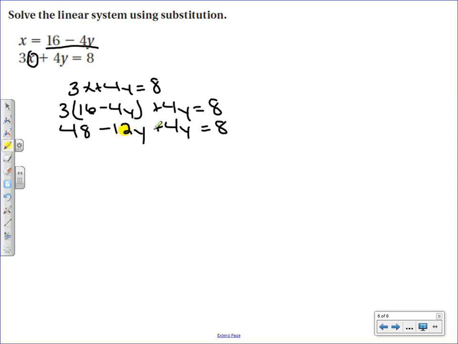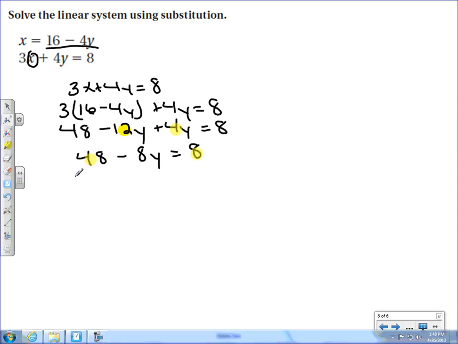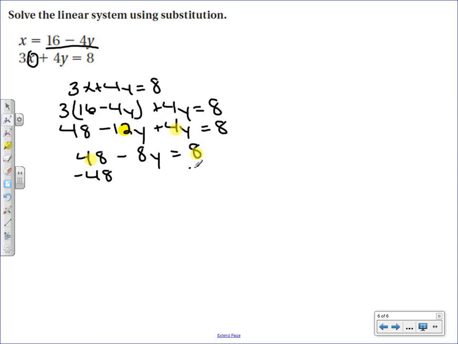Looking for my like items here, I have two y's on the same side. So I'm going to leave my 48. Negative 12y plus 4y, negative 8y equals 8. Like items I have here and here. To get 48 to the other side, I subtract. So I'm left with negative 8y equals negative 40. Divide both sides by negative 8. Y equals 5. I have a value for y.